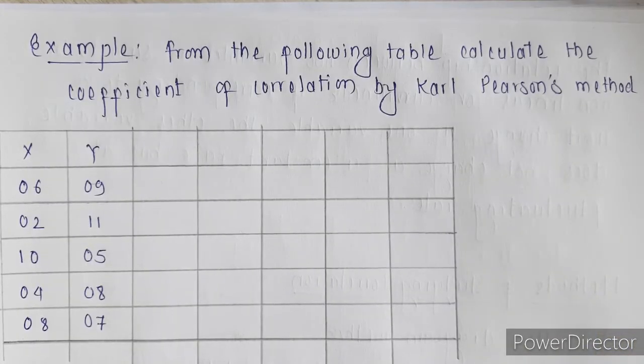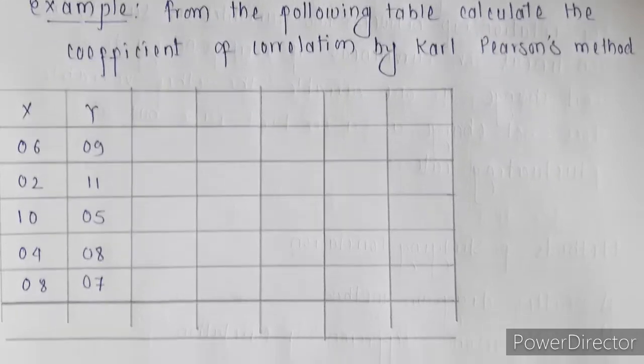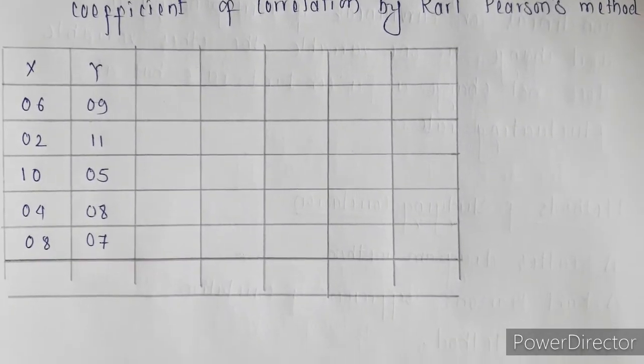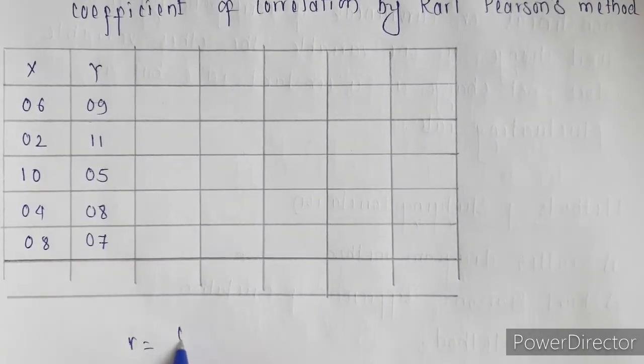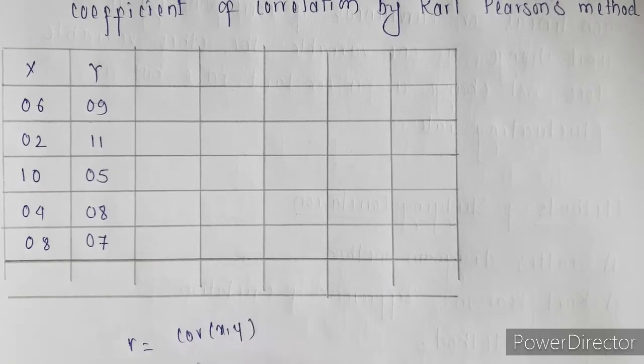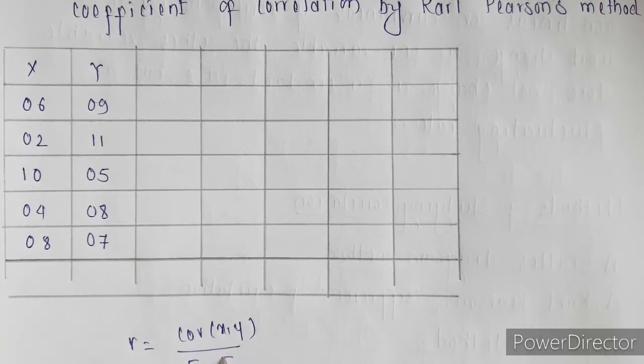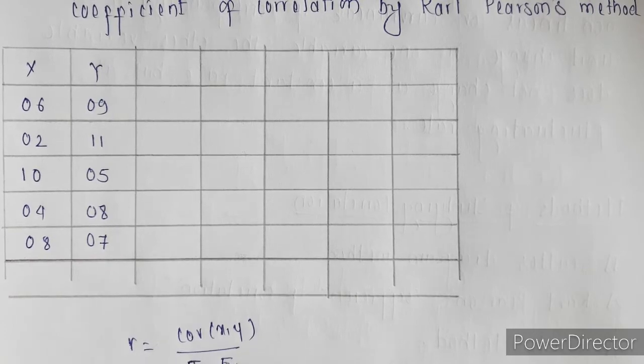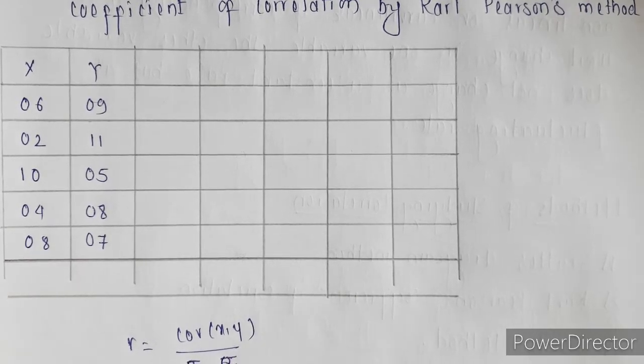Let's discuss this example of Karl Pearson's correlation coefficient. Here we have to find Karl Pearson's coefficient of correlation, and these are the two variables given, x and y. So let's first write the formula of Karl Pearson's coefficient. It is denoted by r. It is covariance of x, y upon sigma x into sigma y, that is, the standard deviation of x and the standard deviation of y.